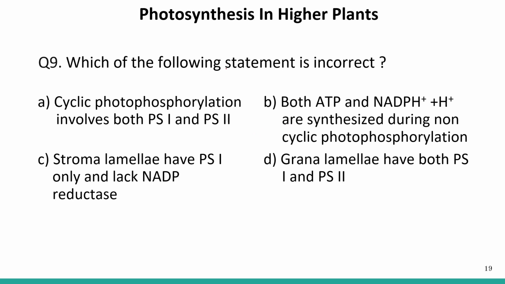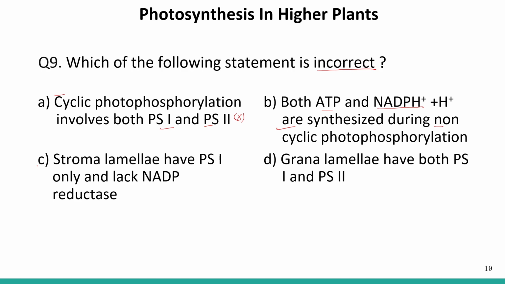The next question is, which of the following statement is incorrect? Alright, so first statement is cyclic photophosphorylation involves both photosystem 1 and photosystem 2. Okay, in the previous question only we have seen that non-cyclic photophosphorylation involves both photosystem 1 and photosystem 2. This is incorrect statement. Now next statement is both ATP and NADPH are synthesized during the non-cyclic photophosphorylation. This is correct. Okay, both are produced.